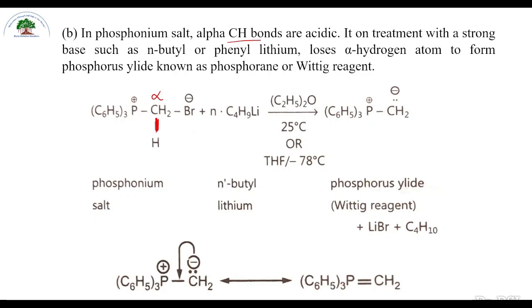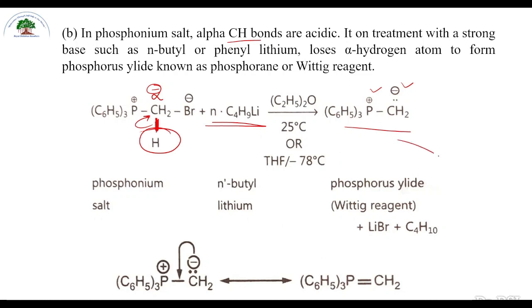On treatment with a strong base such as n-butyl lithium or phenyl lithium, it loses this alpha hydrogen and forms a ylide. And this negative charge comes here after removal of this hydrogen. In this phosphorus ylide or Wittig reagent, the negative charge and positive charge are adjacent to each other.